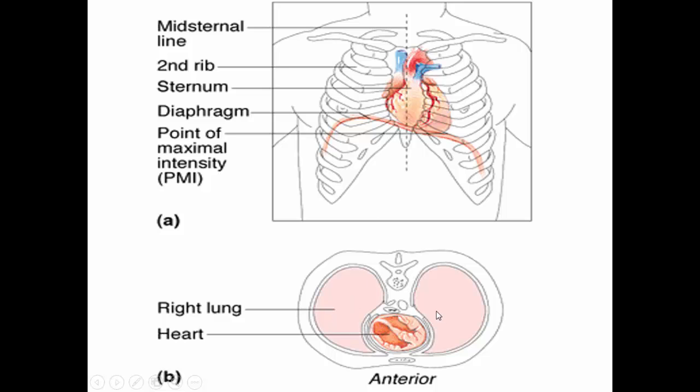If you look at this cross section, you can see how the heart is trapped between the sternum and the vertebra, so that when you compress the chest, you will close the chambers of the heart, and when you release compression, the chambers will fill with blood.